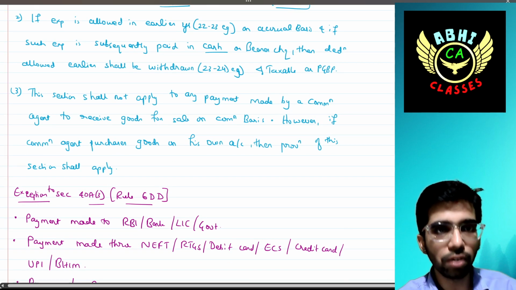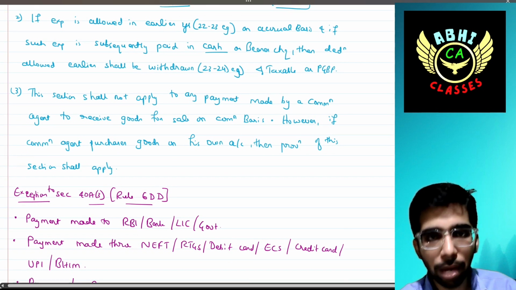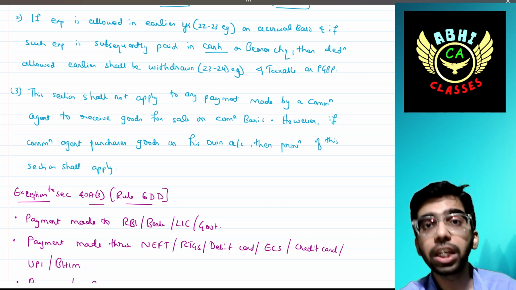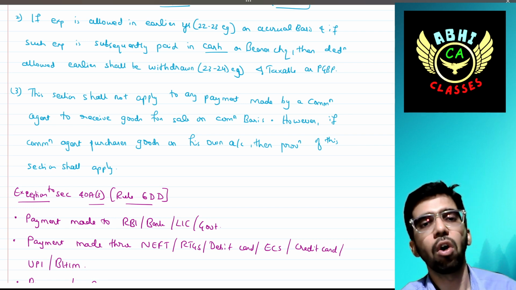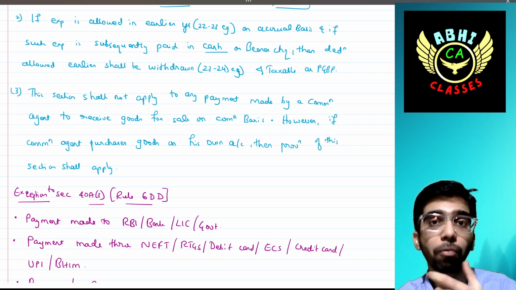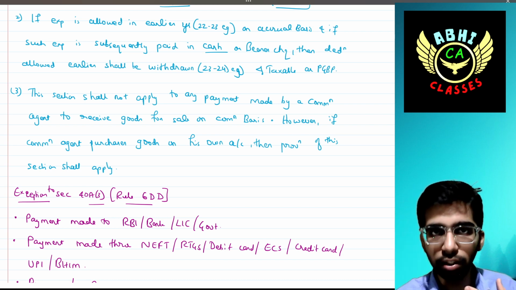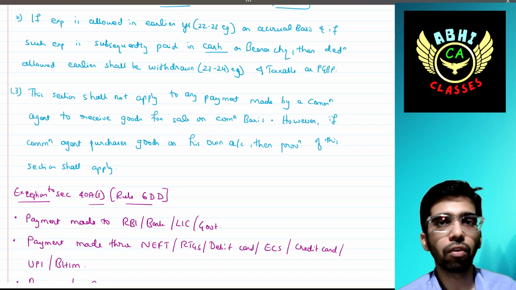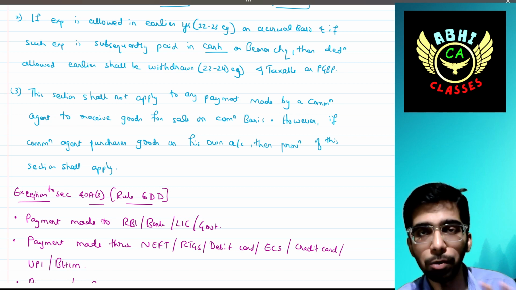Okay, then this section shall not apply to any payment made by a commodity agent to receive goods for sale on commission basis, not for personal purpose. He is receiving the cash in the business of sale on commission basis.